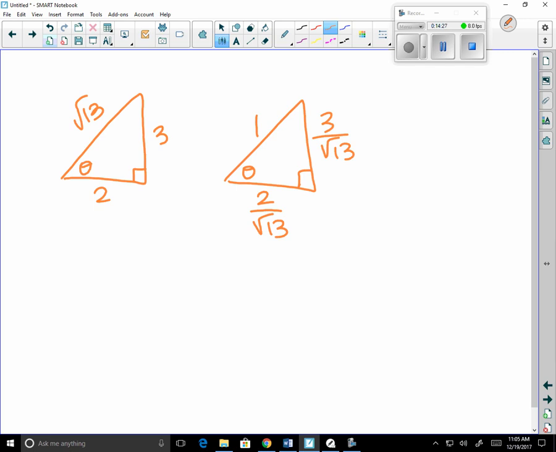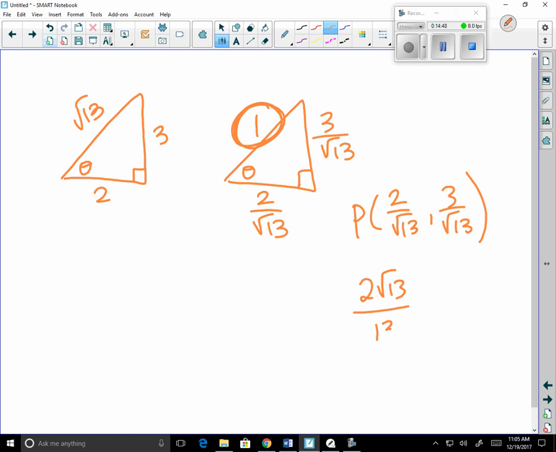Now because this hypotenuse is 1, now it's on the unit circle, so that means point P could have coordinates of 2 over the square root of 13, comma 3 over the square root of 13, if we left them unrationalized. If we wanted to get really crazy and rationalize them, we could. So we'd get this and this. Again, I'm not asking you to do that for this question, but we could, right? So that's one thing that's nice.